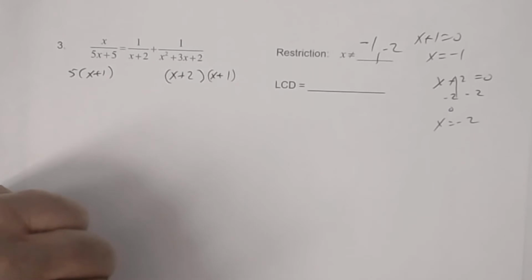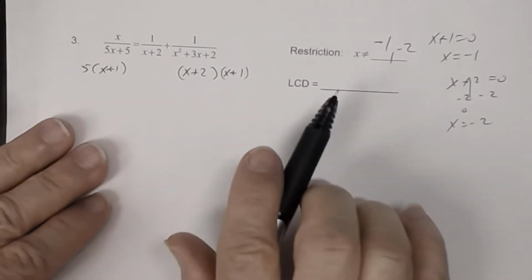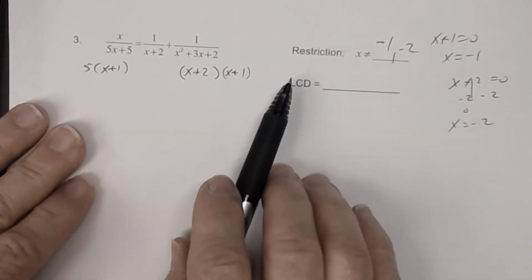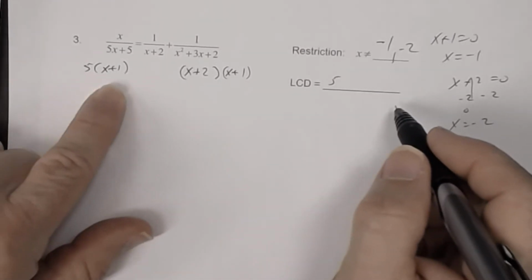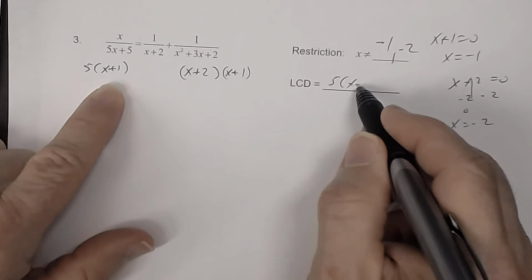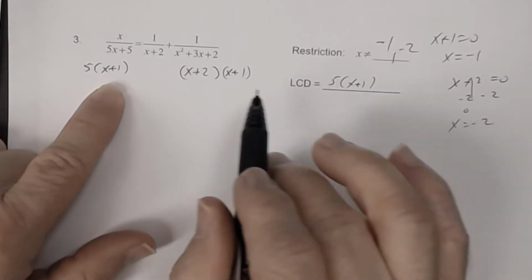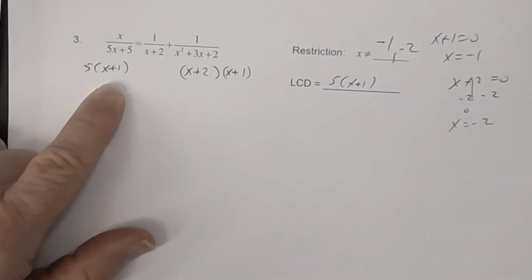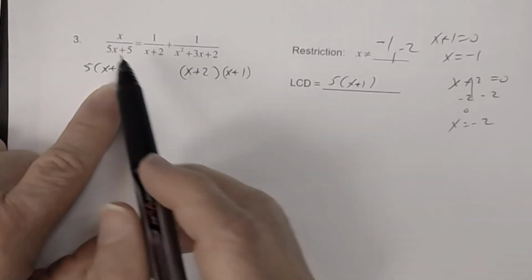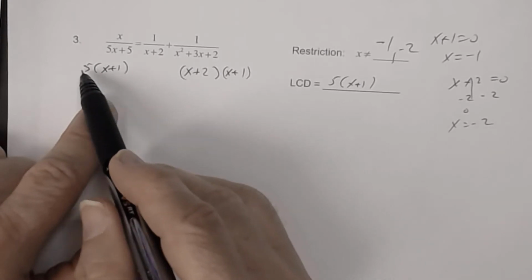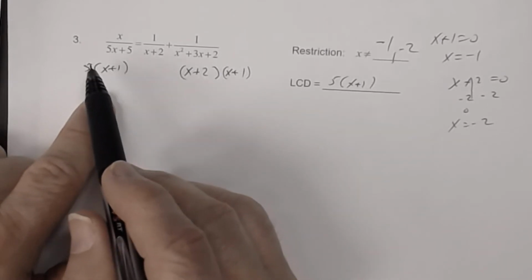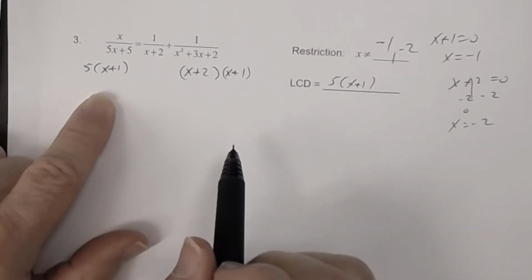All right? Now let's talk about the LCD. Your LCD has to include every factor you see. I see a 5, I have to use it. I see an x plus 1, I have to use it. Because remember, the whole point of defining the LCD is to multiply both sides by the LCD. And the whole point of multiplying by the LCD is to get these factors down here to be 1s. And so if I need that to be a 1, then that has to be in the LCD.